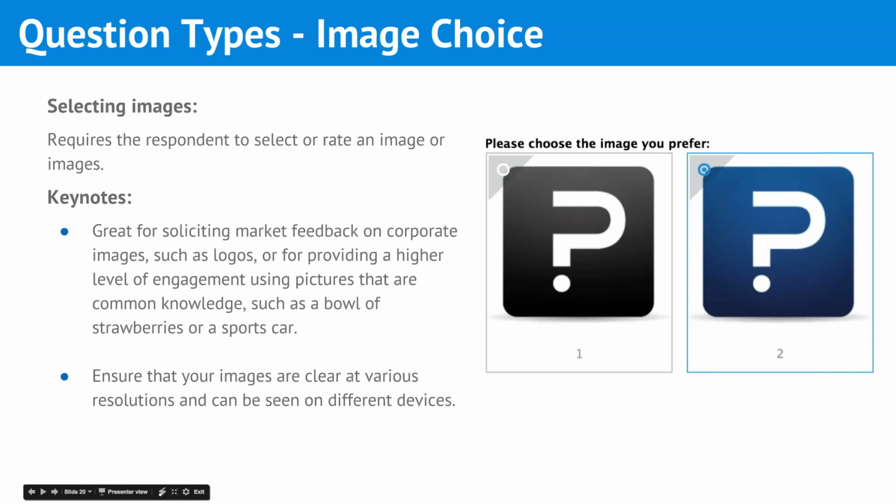Let's talk about image choice questions. This is one of the coolest aspects of online surveys: you have the ability to put an image in front of someone. And not only an image, but that could also be an audio recording, such as a radio ad. You can ask the respondent to then select which is their most preferred, or have them do rating, but they can actually physically see something that you want them to rate.